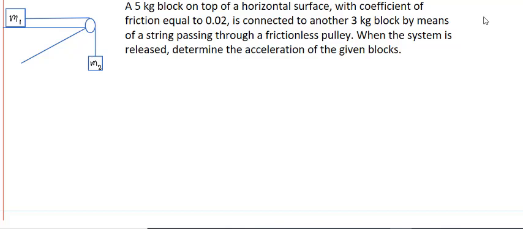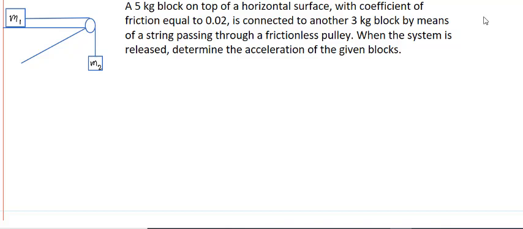Let's have another problem applying Newton's laws. As shown in the figure, we have a 5 kilogram block on top of a horizontal surface with a coefficient of friction equal to 0.02, connected to another 3 kilogram block by means of a string passing through a frictionless pulley. When the system is released, determine the acceleration of the given blocks.